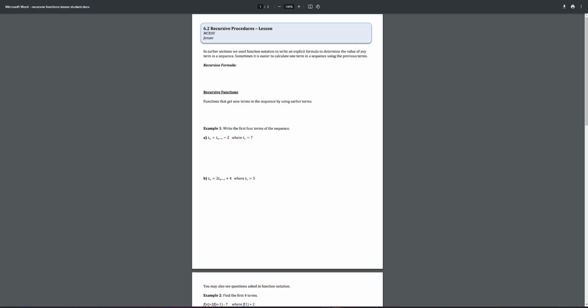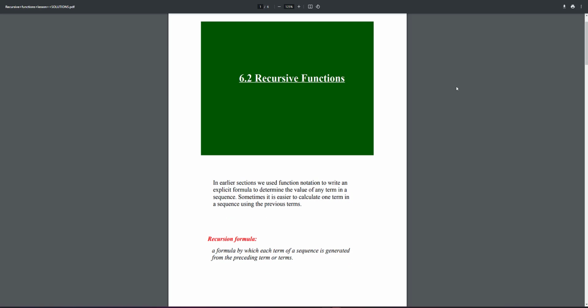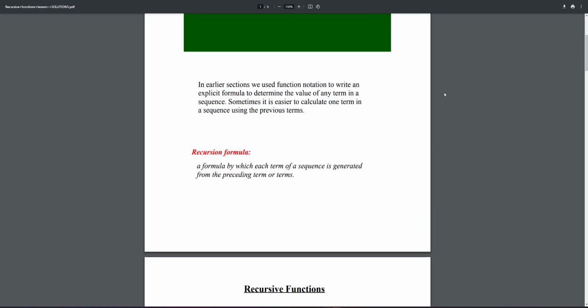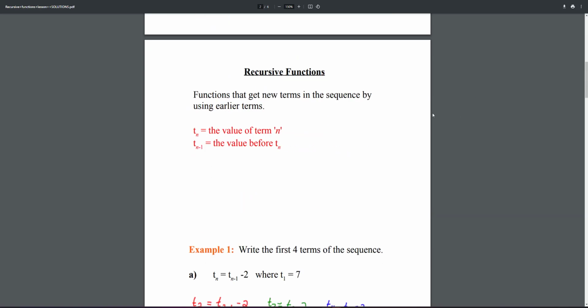So they expect me to do all of these 4 lessons, which is not happening because we only have 10 minutes left. But they are videos, so watch the videos. A recursion formula is the hardest lesson in this unit. What is a recursive function?